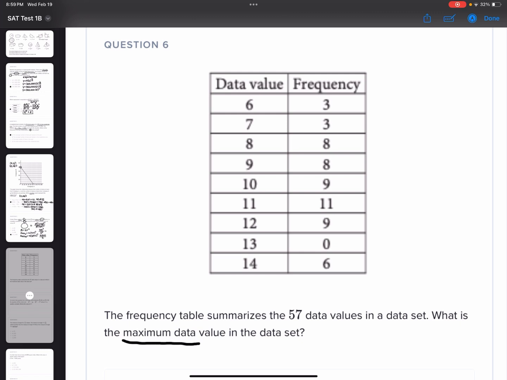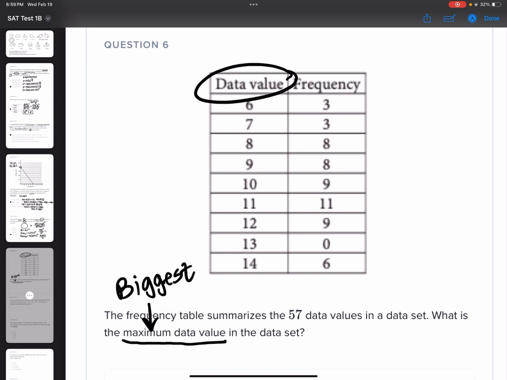Okay, maximum data value. Maximum data value. So we are going to worry about this and this only. Do not worry about the frequency. We are asked for the maximum, therefore the biggest value that we are given.